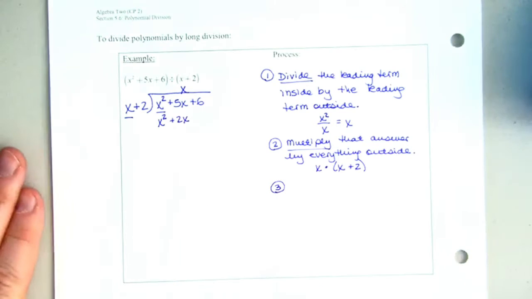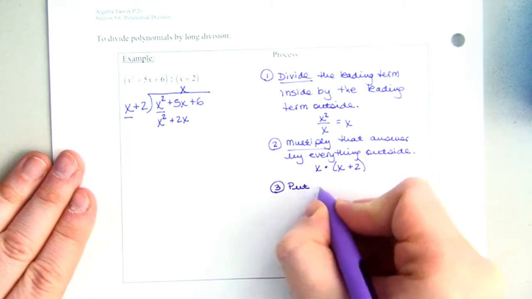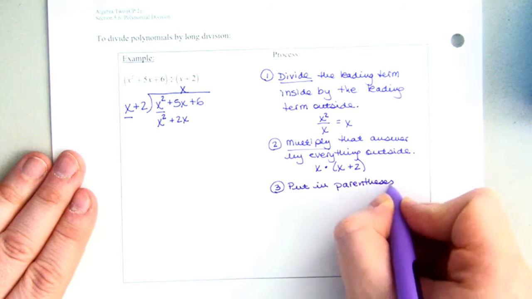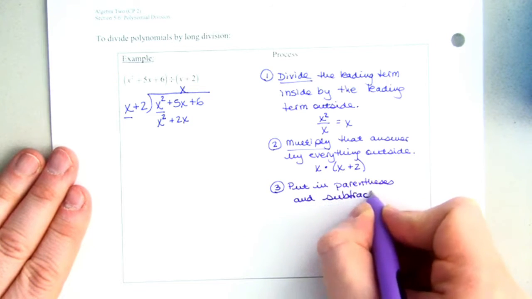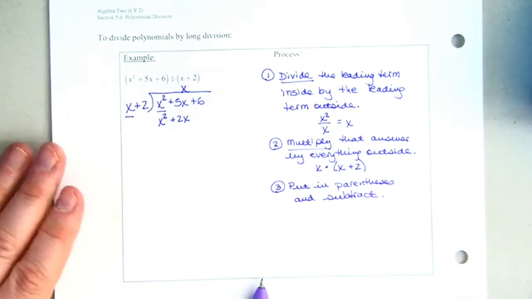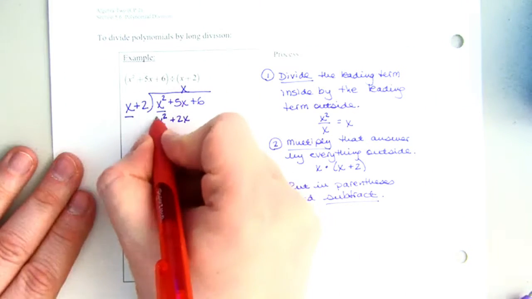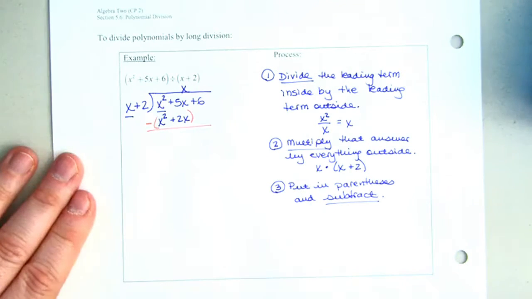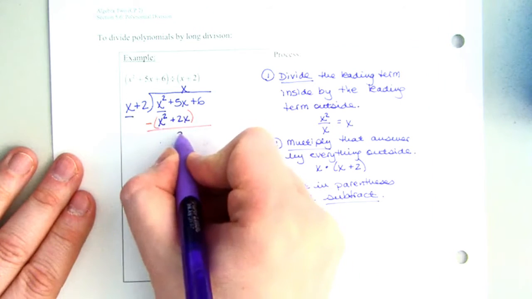Step number 3. I'm going to put in parentheses, and I'm going to subtract. I'm not convinced the orange was really showing up, so let me see. Oh, I bet I can use the red. I'm going to put some parentheses around this and a minus sign before it. I'm going to subtract. X squared minus x squared, that's 0. It's gone. 5x minus 2x, that's 3x.